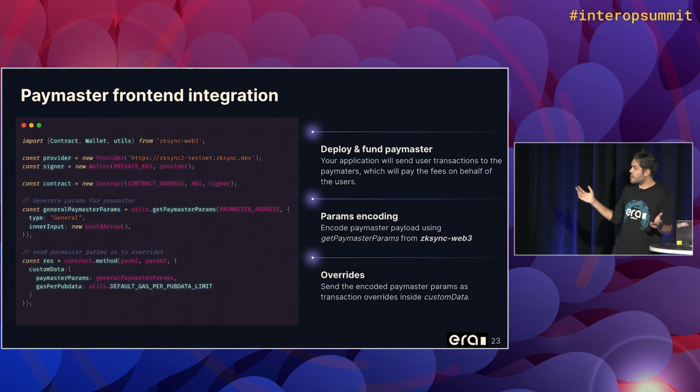And that's basically all you need to do: write a smart contract that implements one method. From a front-end point of view, just encode some parameters and include them in your transaction. That's all you have to do.